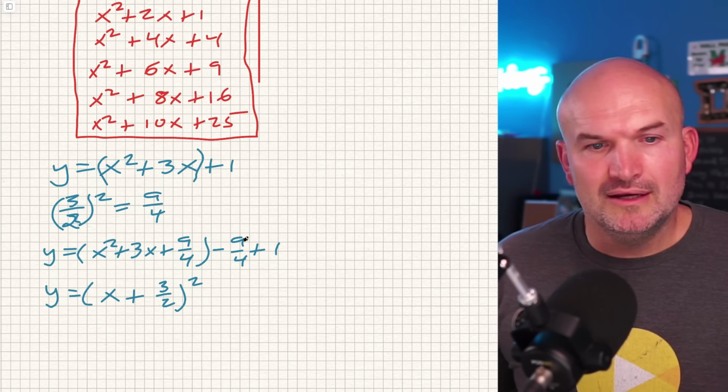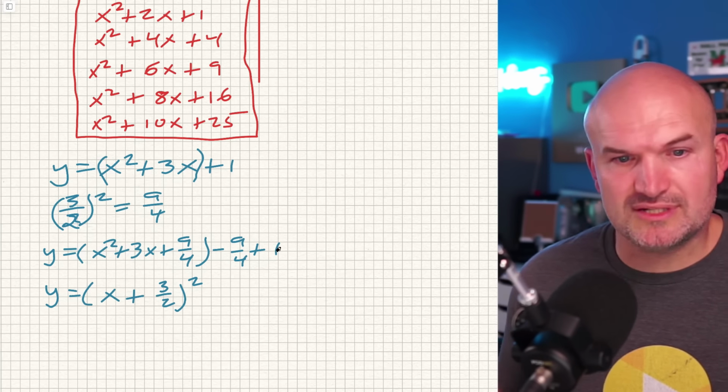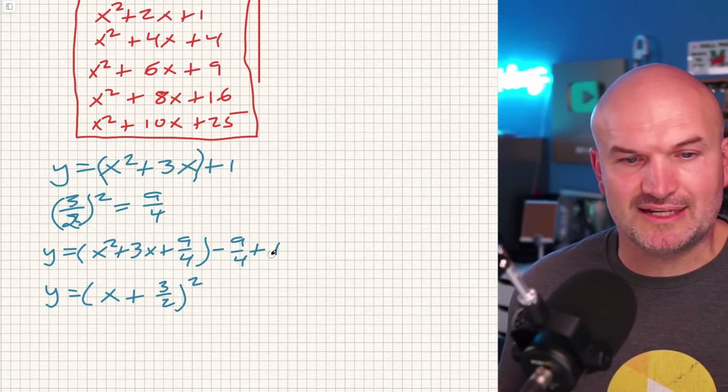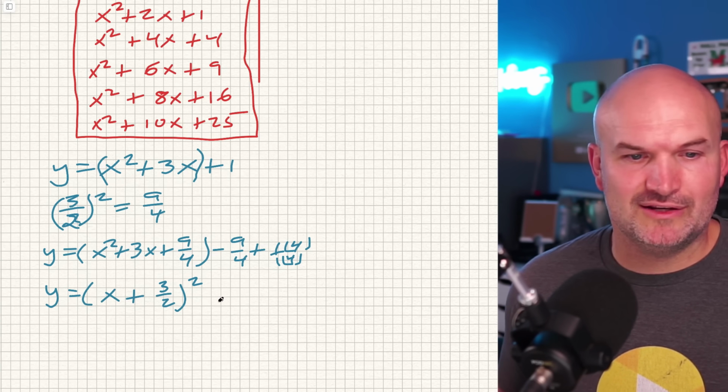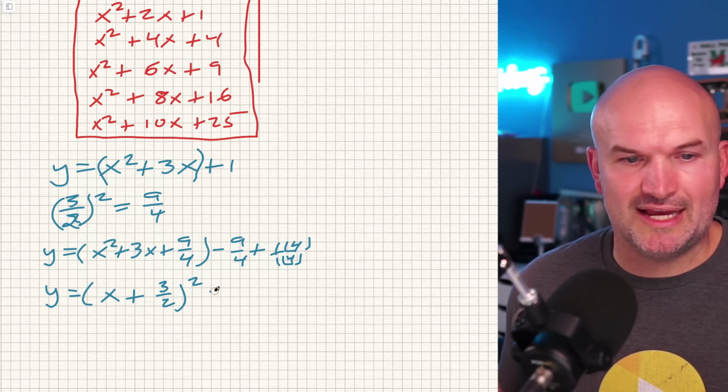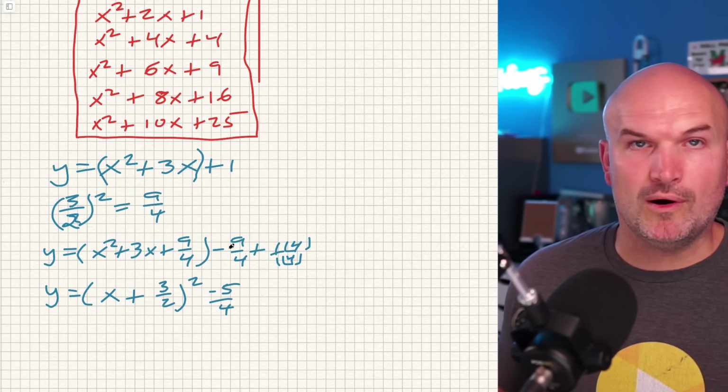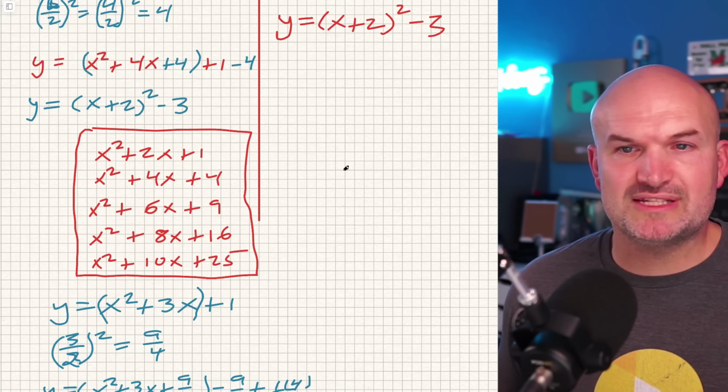And then over here, oh man, I've got to do 9/4 and 4. So what we can do is get common denominators, and then you could say that's going to equal -5/4.